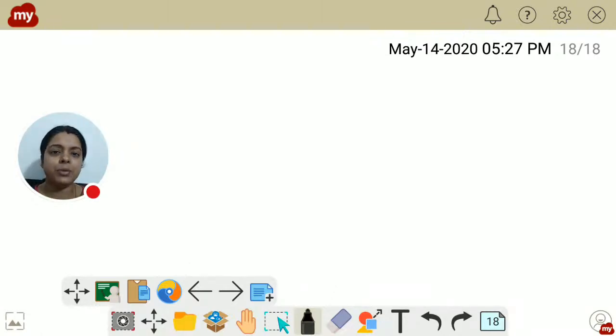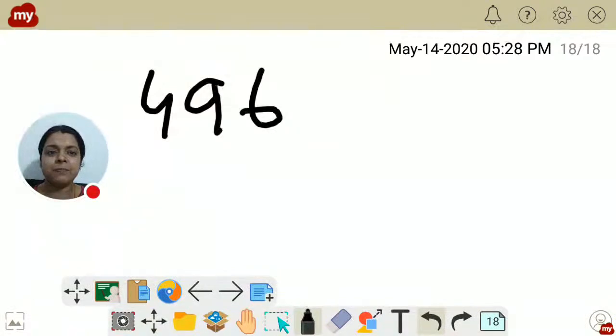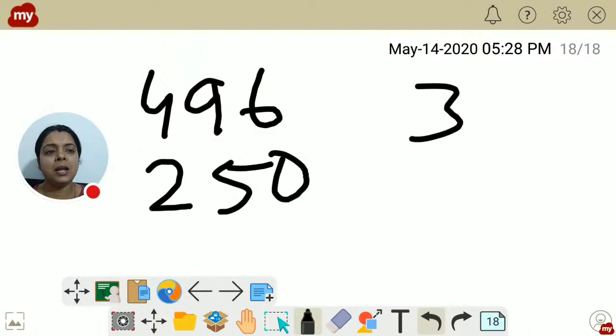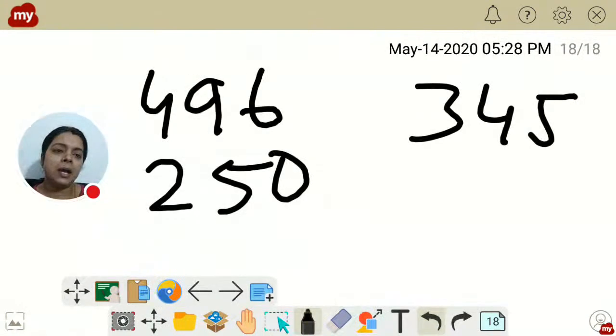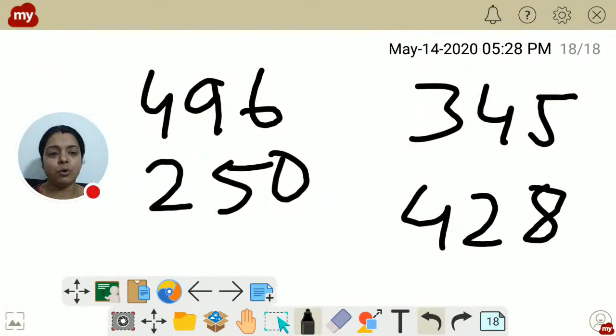Now I'll give you a few numbers. You just check whether each is divisible by 4 or not. How will you check? Only the last 2 digits you will divide. First is 496, 250, 345 and 228. So I have given you 4 numbers, all of them 3-digit numbers. If it is a 4-digit, 10-digit or 5-digit number also, we can find it that way.